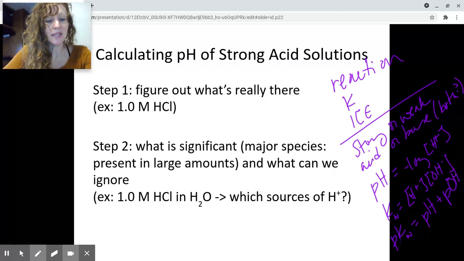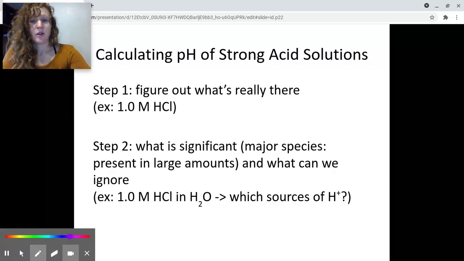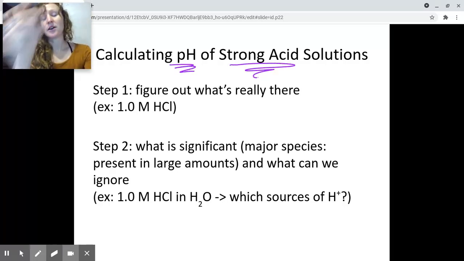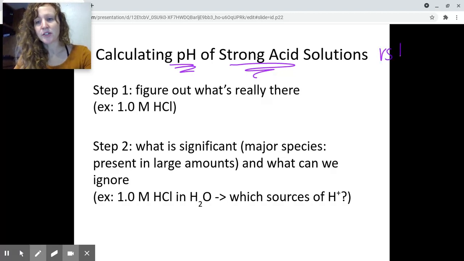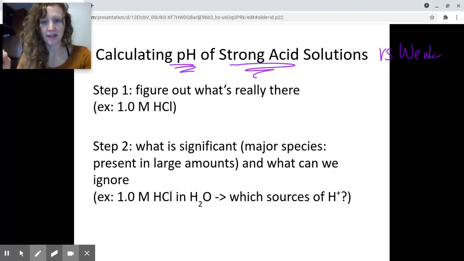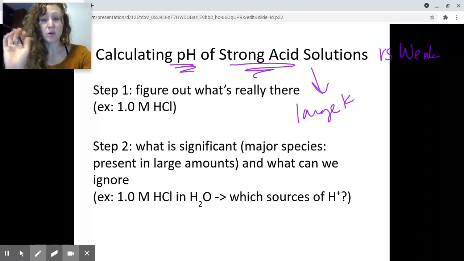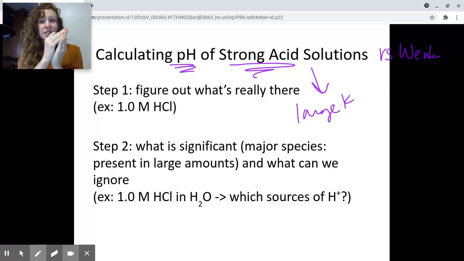Okay, so in this example, they're going to ask you to calculate the pH of strong acid solutions. Now, this is a really important thing to distinguish in your mind. How does a strong acid versus a weak acid act? Now, we already know that a strong acid is going to have a very large K, but you need to fit the concept to that. Why does it have a huge K? Because ultimately the entire acid dissociates. The entire acid reacts with water to form products.